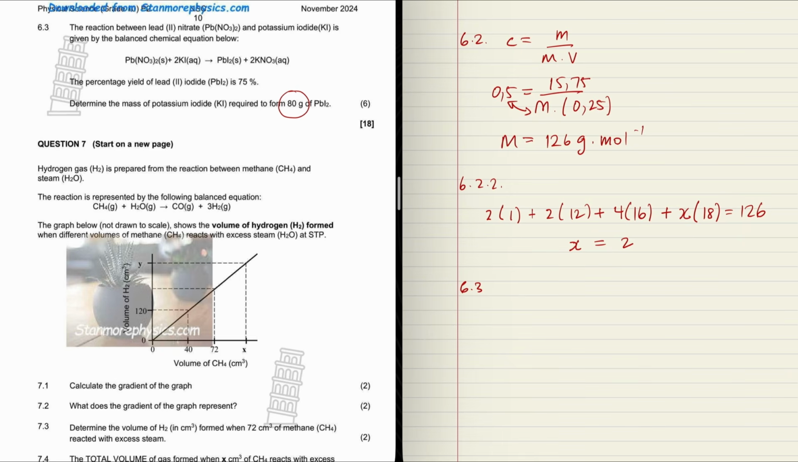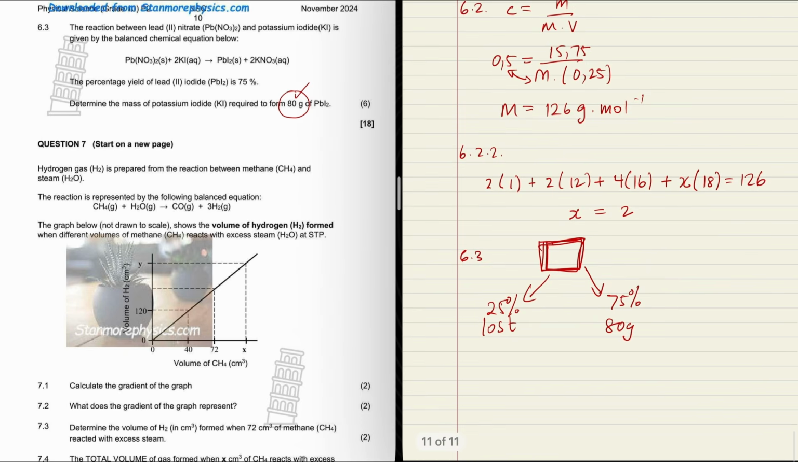So here what we need to do is first calculate the actual yield, right? Because if we want 80 grams of PbI2, you've got to understand that some of it is going to be lost, right? So at the beginning, we're going to have some amount, and 25% is going to be lost because you have a yield of 75%. And then the 75% that is still there is going to have a mass of 80 grams. So what we want to know is how much should you make at the beginning, and then we can work backward. So it's actually quite simple here.